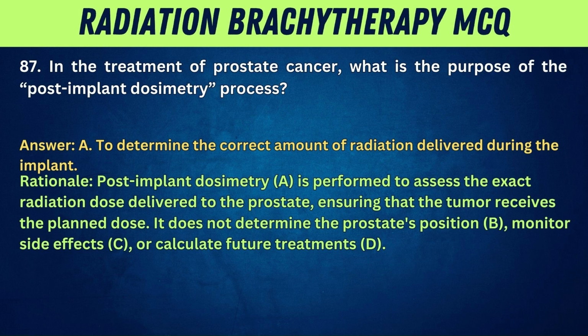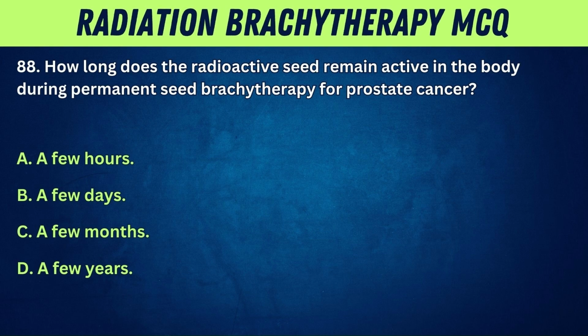Rationale: Post-implant dosimetry, A, is performed to assess the exact radiation dose delivered to the prostate, ensuring that the tumor receives the planned dose. It does not determine the prostate's position, B, monitor side effects, C, or calculate future treatments, D.